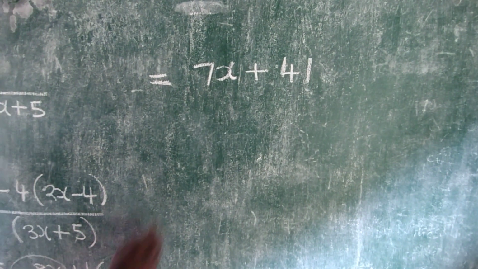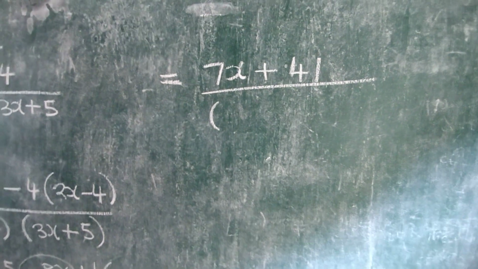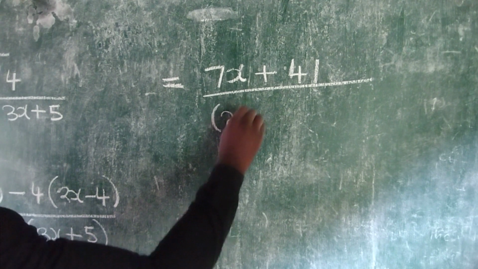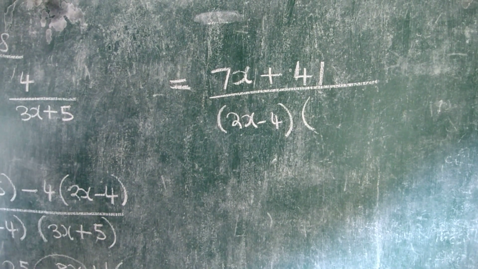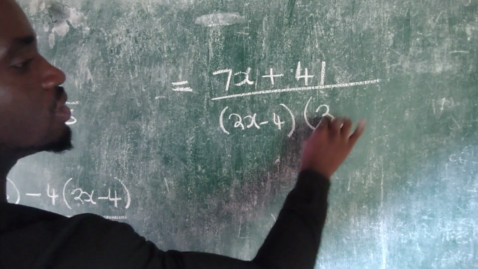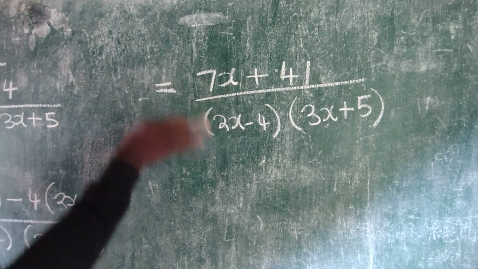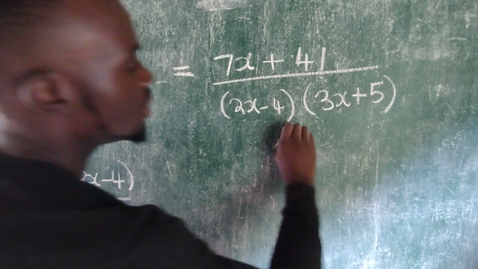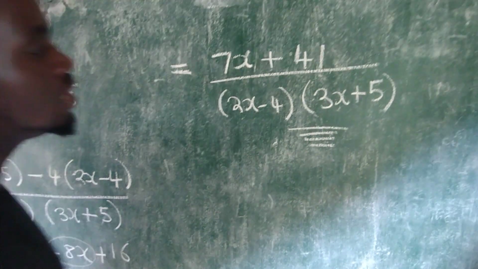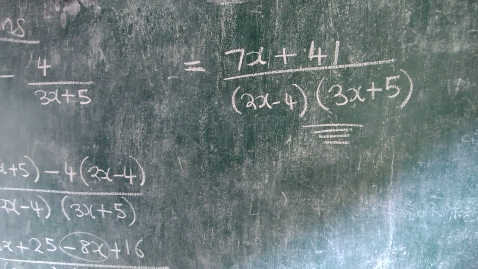A 41 over, let's not forget our denominators, which are 2x minus 4 because, again, 3x plus 5 we cross. So looking at the numerator and the denominator, it's already what? Simplified, meaning this is our single fraction. That is our answer. So it's very easy to answer these type of questions.